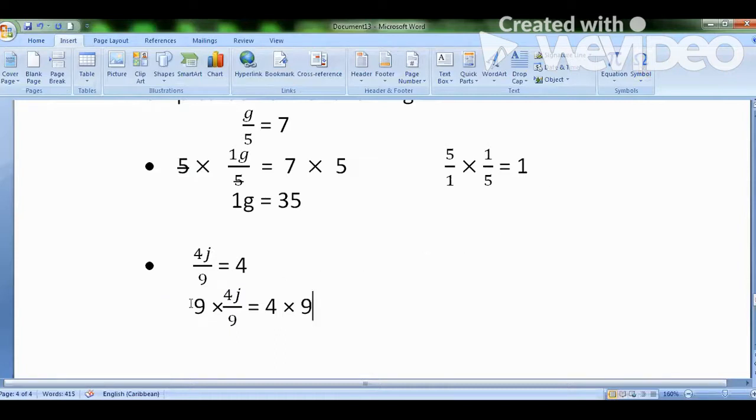And then what? This 9 and that 9 will cancel, not true? And what's left back? 4J. So 4J. What's 4 nines? 36. So what you said you would do, sir, would be, then you divide everything by what? 4. By 4.